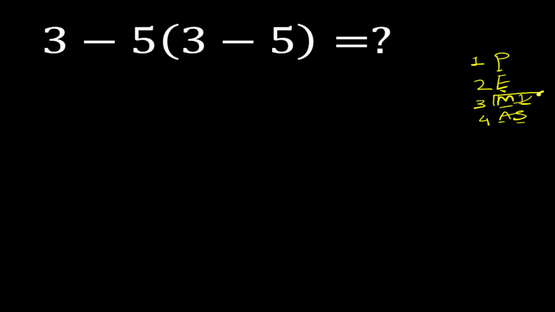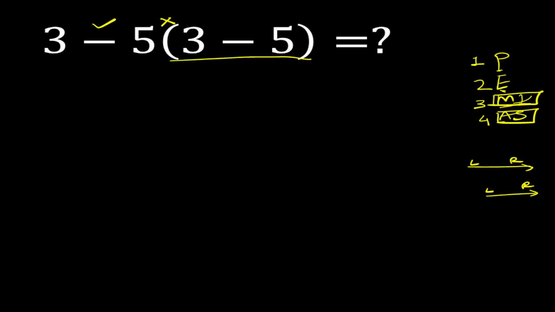So here multiplication and division both have equal priority, so we have to solve it from left to right. And also addition and subtraction both have equal priority, so we have to solve it from left to right. So here we have one subtraction, here multiplication, and here we have one parenthesis.